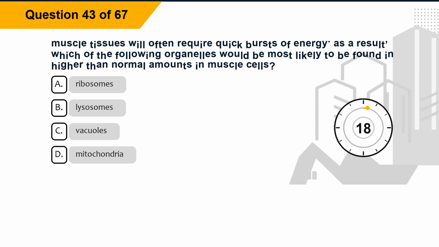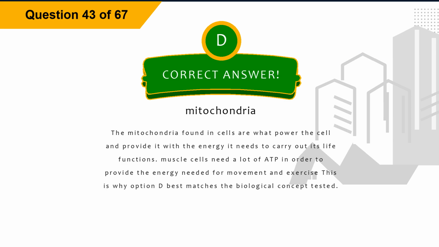Question 43. Muscle tissues will often require quick bursts of energy. As a result, which of the following organelles would be most likely to be found in higher than normal amounts in muscle cells? Option A, ribosomes. Option B, lysosomes. Option C, vacuoles. Option D, mitochondria. The correct answer is option D, mitochondria. Explanation. The mitochondria found in cells are what power the cell and provide it with the energy it needs to carry out its life functions. Muscle cells need a lot of ATP in order to provide the energy needed for movement and exercise. This is why option D best matches the biological concept tested.